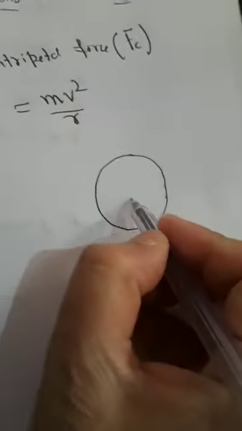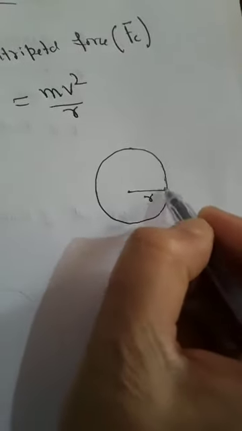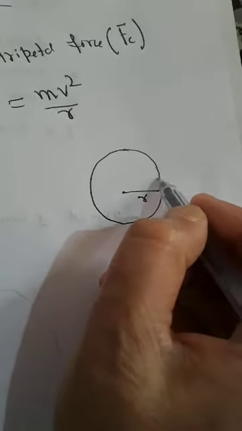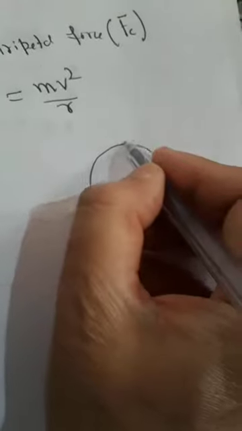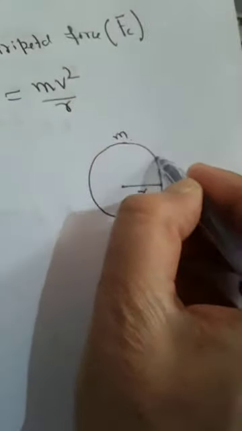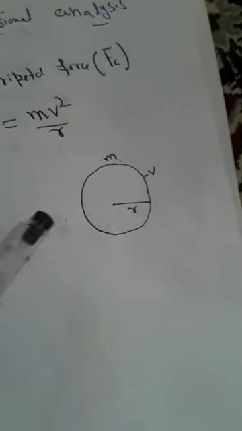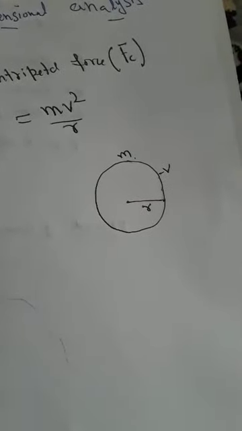Suppose this is a circle. It is having some radius r. The body is moving in a circular path. Let the mass of the body be m, and it is having a uniform velocity v. That means if a body moves in a circular path, we require a force to move it in a circular path. That force is called centripetal force. This force is mv squared divided by r.